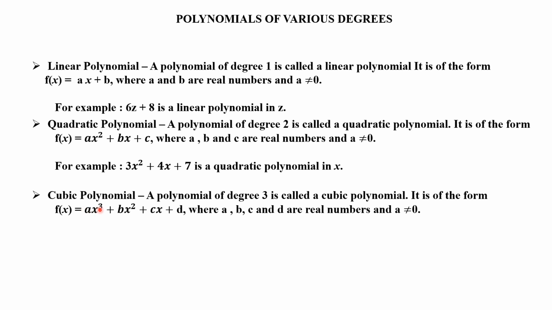Because if a is 0, the first term will become 0, then the highest power of the polynomial will be 2, it will become a quadratic polynomial. The example is 3x cube plus 5x square plus 4x plus 7 is a cubic polynomial because the highest power of the variable is 3. So it is a cubic polynomial.